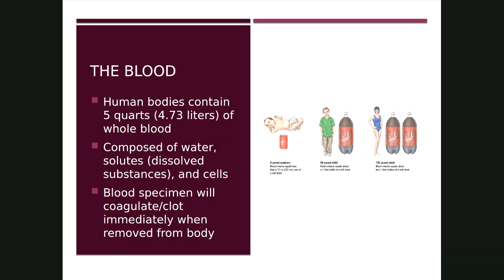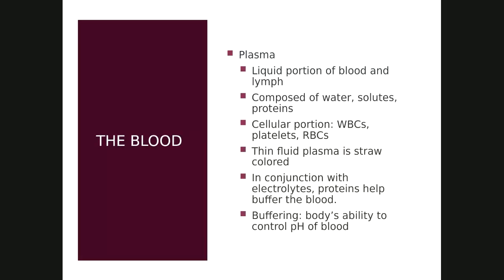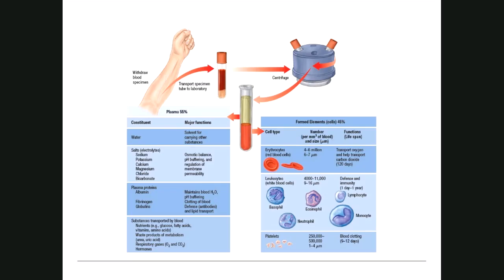And again, we just reviewed this in the last slide. Blood specimens will coagulate and clot immediately when removed from the body because that's a natural process of coagulation. Plasma is the liquid portion of blood and lymph. It's composed of water and solutes, proteins. The cellular portion is white blood cells, platelets, and red blood cells. It's a thin fluid. Plasma is straw-colored, it's yellow. In conjunction with electrolytes, proteins help buffer the blood, and buffering is the body's ability to control the pH of the blood. The basic functions of the blood on Table 7-2, function and specific action, is really good to review as well.